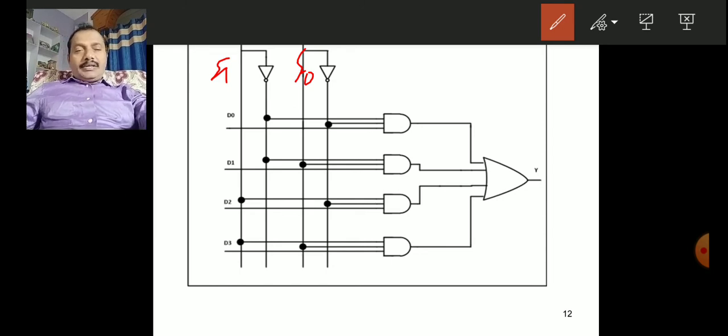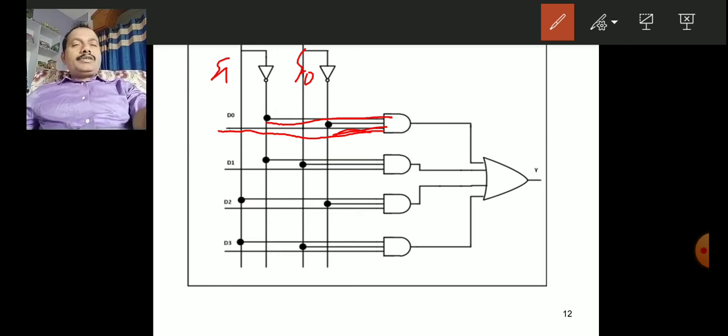So now you connect, observe here, this is the D0. D0 is connected to the AND gate. Next, S1 bar and S0 bar. This is the S1 bar line, this is the S0 bar line, we know. This is S1 bar, this is S0 bar, both are connected to the AND gate and the D0 is connected.